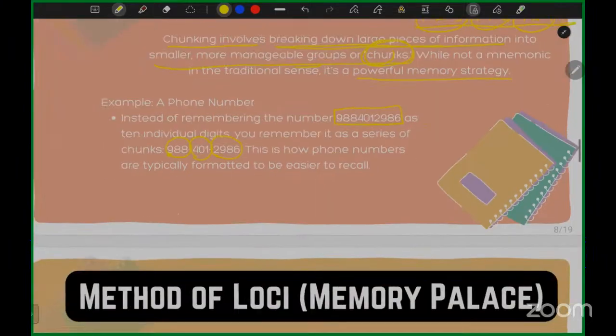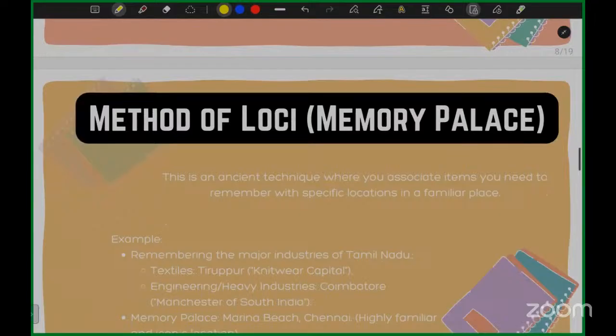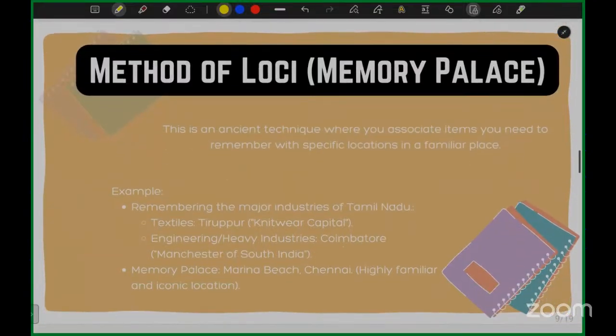Moving to the next and final type of mnemonic, called the method of loci or memory palace. Before starting the session, I gave an example: beach. Whenever beach strikes your mind, what place will you remember? Marina Beach. You don't remember Besant Nagar. Marina Beach. Why? Because if Chennai comes to your mind, you frequently remember a beach called Marina Beach. So that's the power of location.